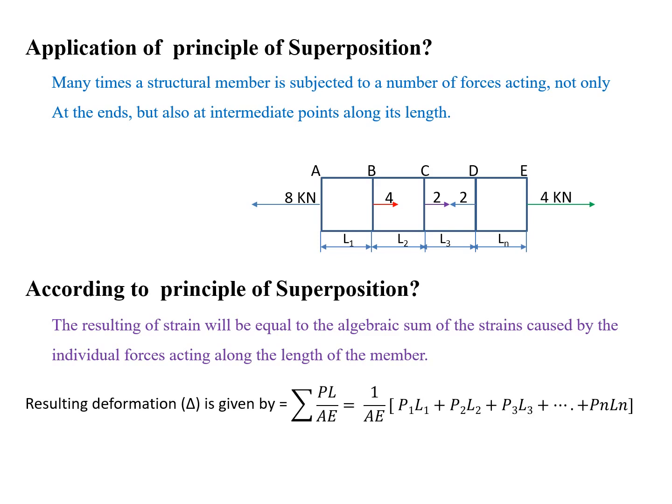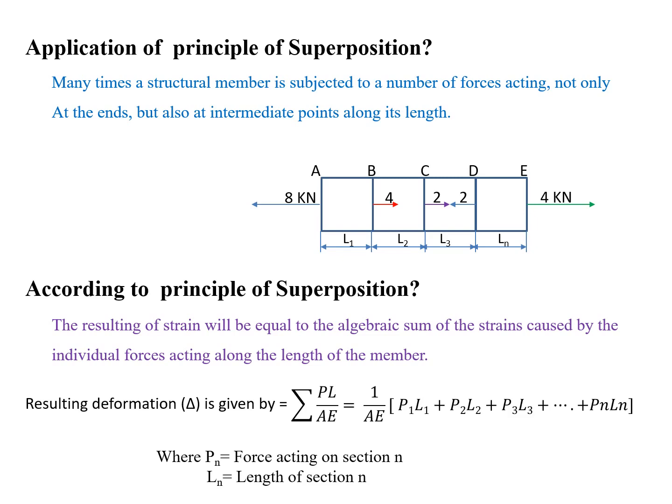We know that deformation delta equals PL by AE. Similarly here, the total deformation delta equals the summation of PL by AE. So deformation delta equals P1 L1 divided by A1 E1 plus P2 L2 divided by A2 E2 plus P3 L3 divided by A3 E3 up to Pn Ln divided by An En.